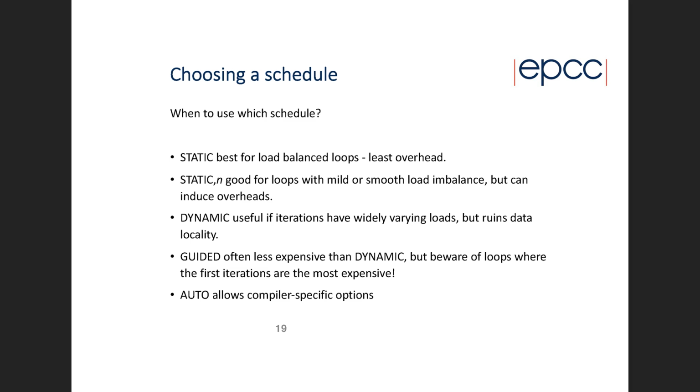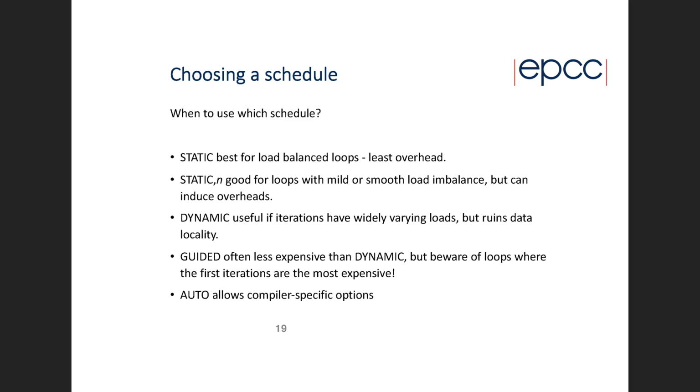The other problem with it is that it ruins any data locality in your program. You may end up using your caches very inefficiently because, even if you run the same loop twice, most likely you're not going to get the same assignment of iterations to threads. So you can end up with very poor cache utilization in some cases.